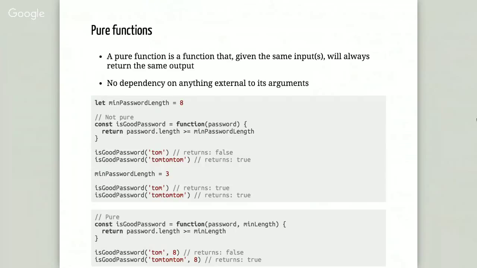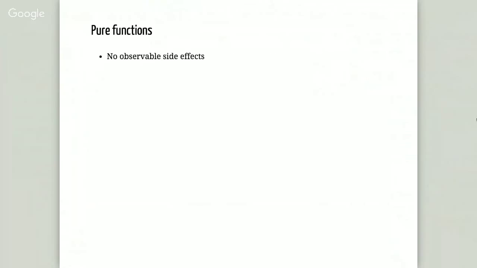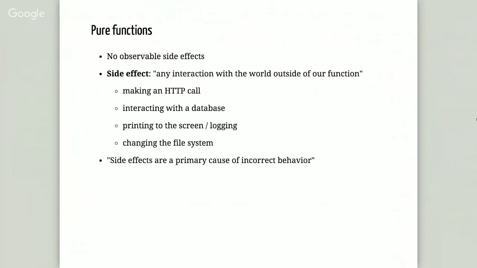If we want to make this function pure, we'd pass in the minimum length as one of the function parameters, and now we can say that for a given combination of inputs, we always get the same output. And there's another part of being a pure function, which is that we can't have any observable side effects. A side effect we can define as any interaction with the world outside of our function, and that's things like making a request, interacting with a database, printing something, changing the file system, anything outside of a function. And a quote from the book there is that these side effects, so anything interacting with the outside world, are a primary cause of incorrect behavior in programs because they're unpredictable by their very nature.